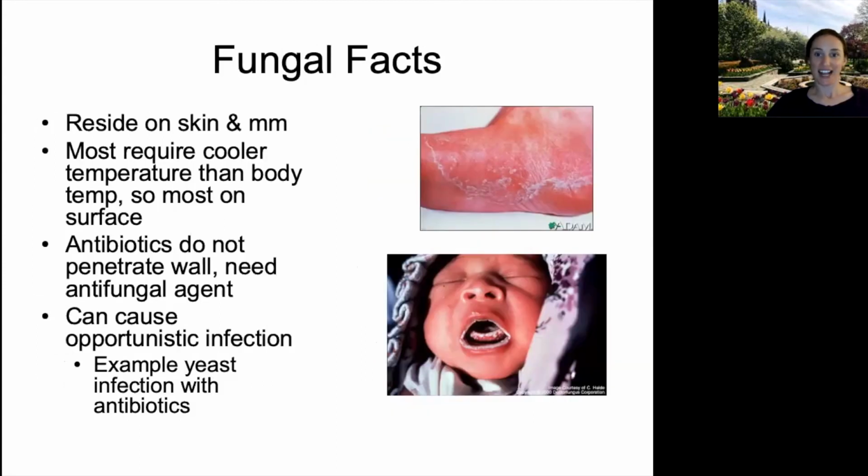They reside on the skin and the mucous membranes. Most require a cooler body temperature, so most are on the surface. Antibiotics do not penetrate the wall, and so you need an antifungal agent. It can cause an opportunistic infection. So an example could be a yeast infection with antibiotics.